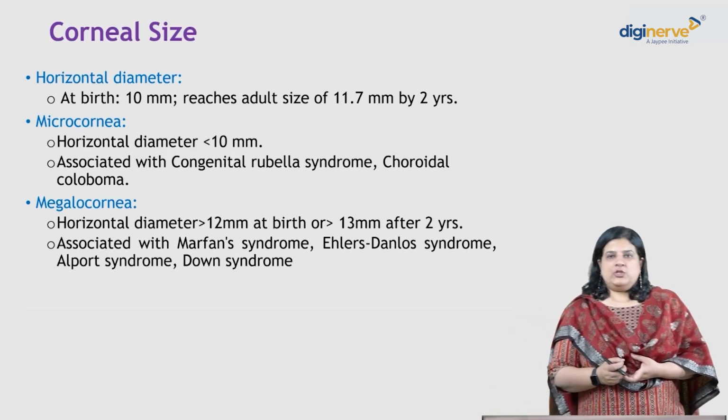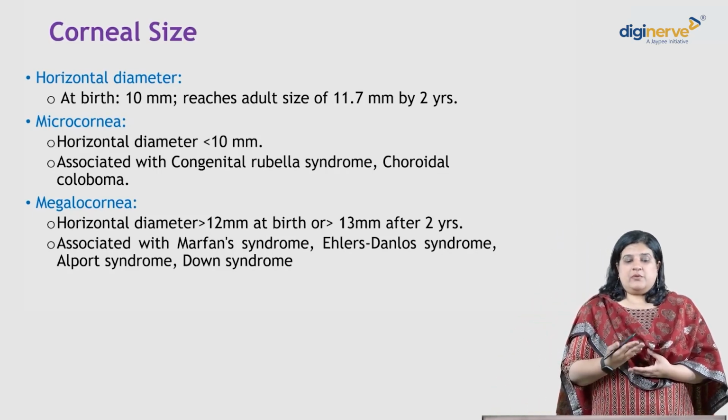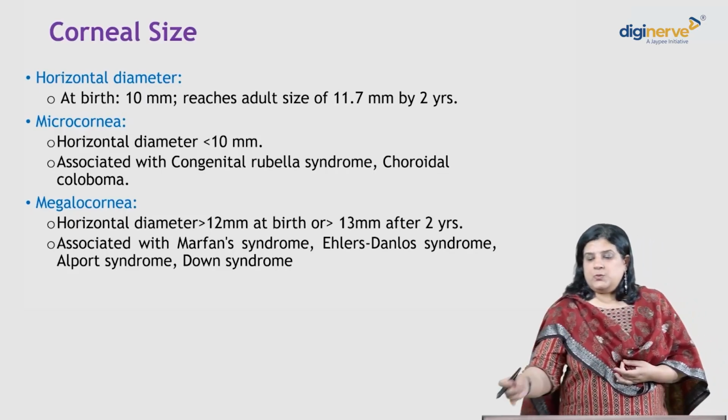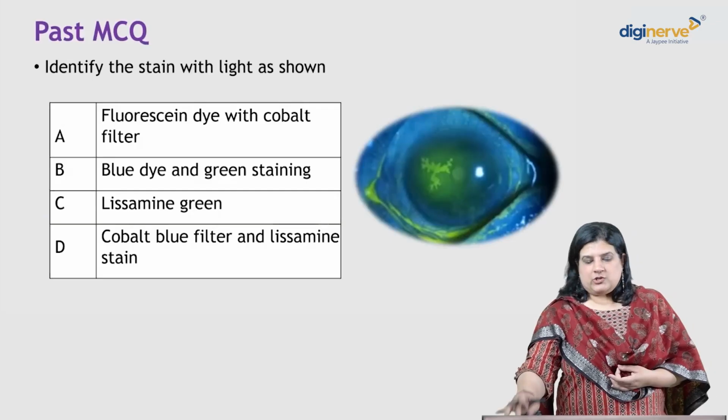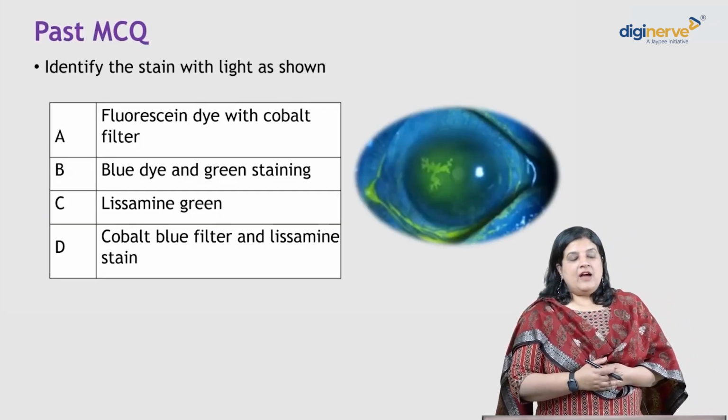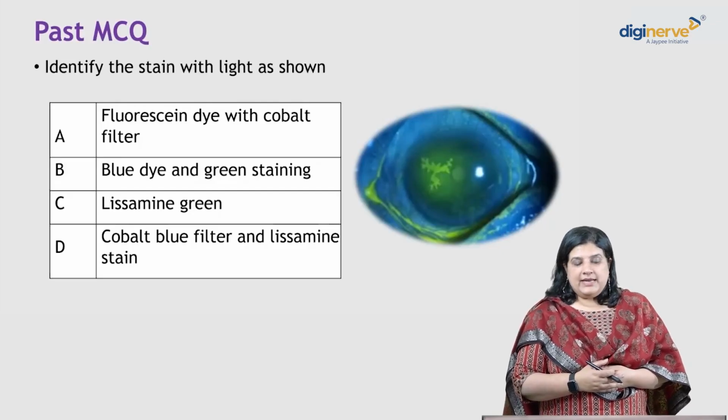So you can get a question on the cutoff size for microcornea, the cutoff size for megalocornea, and the entities which are associated with this. So now the next question. There is again an image which has been given to you. You have to identify the stain with the light as shown.